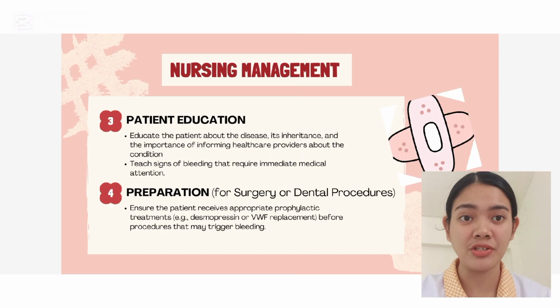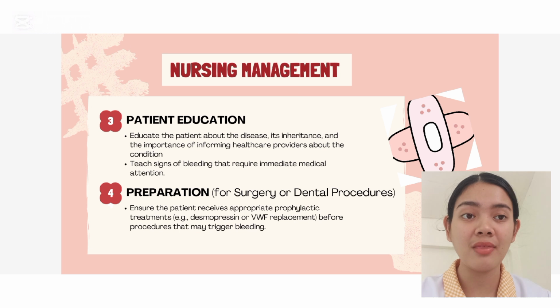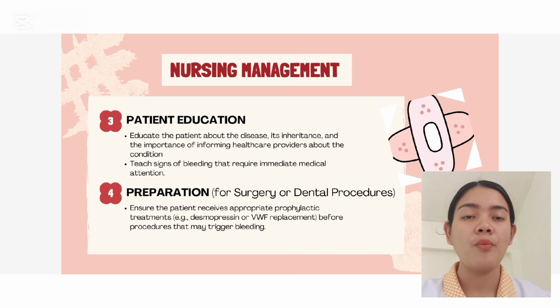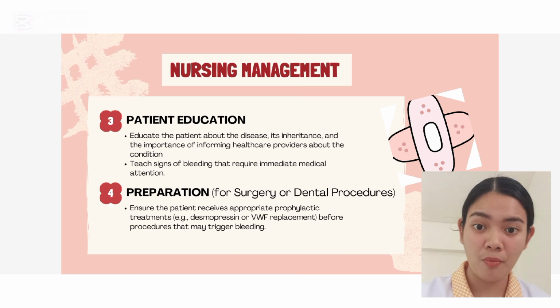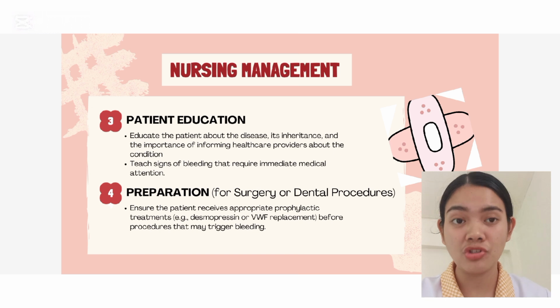Third, we have patient education. We have to educate the patient about the disease, of course, its inheritance, and the importance of informing healthcare providers about the condition. And then we are going to teach them the signs of bleeding that require immediate medical attention. And fourth, the preparation for surgeries or dental procedures. We have to ensure the patient receives appropriate prophylactic treatments like desmopressin, like what I have mentioned earlier, or von Willebrand replacement before procedures that may trigger bleeding.